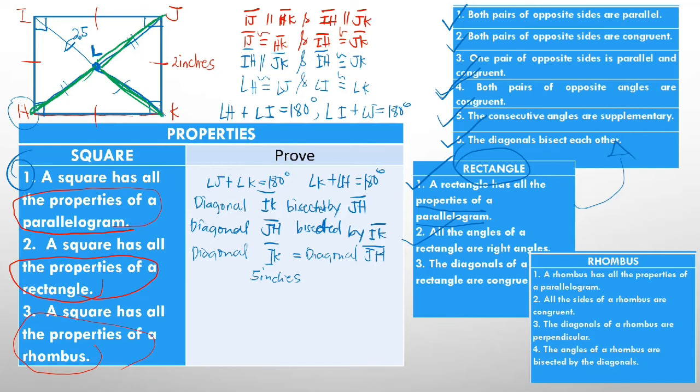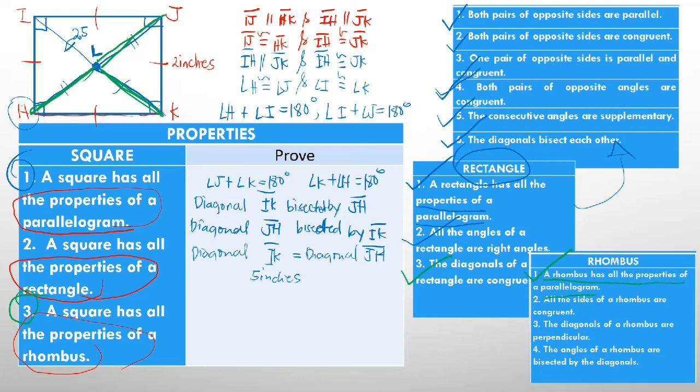Now let's proceed with our third property of square. Okay, so sa third property of our square, a square has the properties of rhombus. So yung lahat ng properties ng rhombus natin, dapat naka-square din. So number 1, properties of rhombus. A rhombus has all the properties of parallelogram. Okay na tayo dyan sa una, so we can check it. Next is, all the sides of a rhombus are congruent. So, lahat daw ng sides natin sa rhombus ay congruent. Therefore, the sides of the square must be congruent as well.